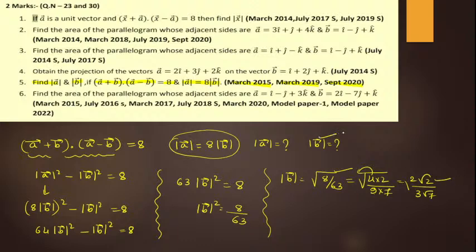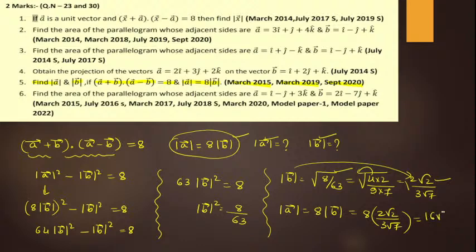Since we found the magnitude of B, we still have to find the magnitude of A. The magnitude of A is given data, it is 8 times the magnitude of B. So 8 times the magnitude of B, which we already found, that is 2 root 2 by 3 root 7. So that is equal to 8 into 2 is 16, 16 root 2 divided by 3 root 7 will be your magnitude of A.